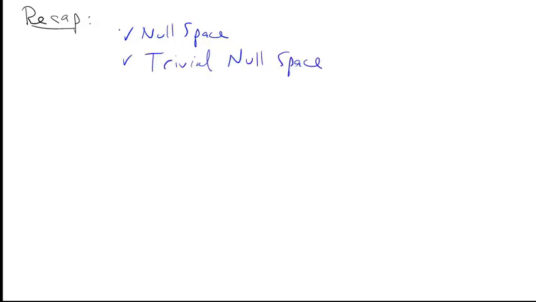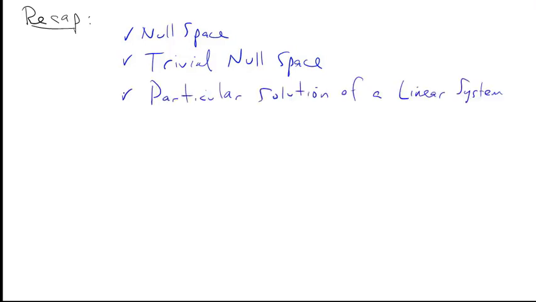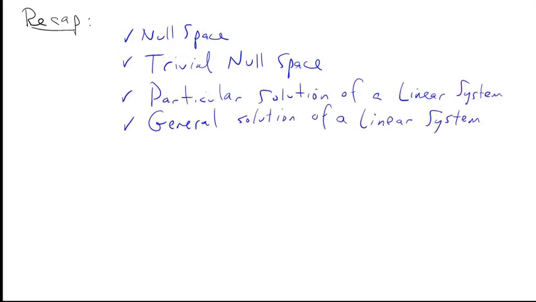So here's a brief review of what we covered here. We discussed the definition of null space, what's meant by a trivial null space, a particular solution of a linear system, and a general solution of a linear system.